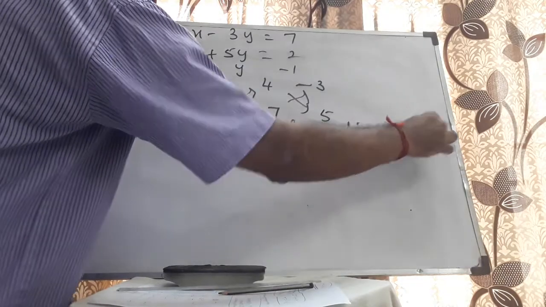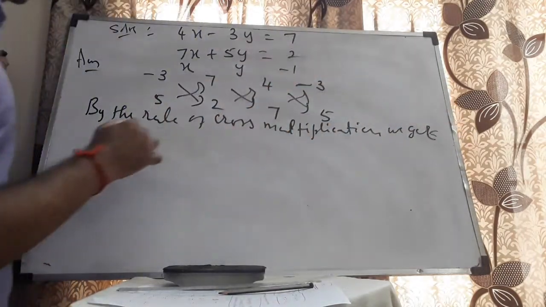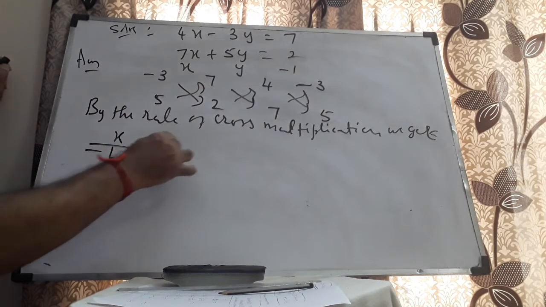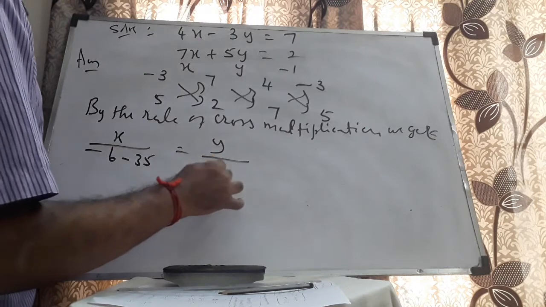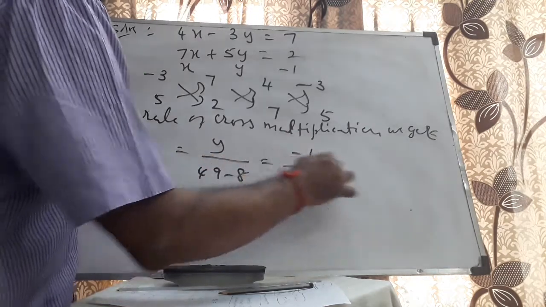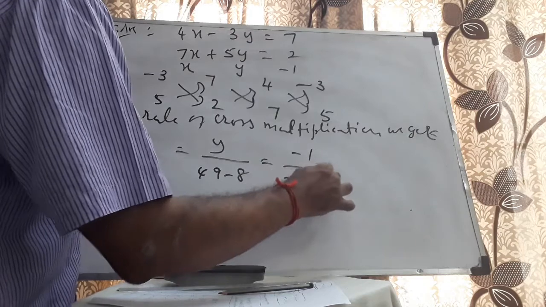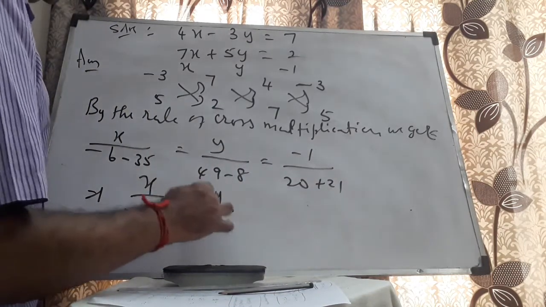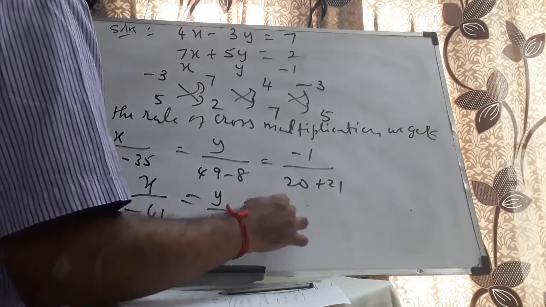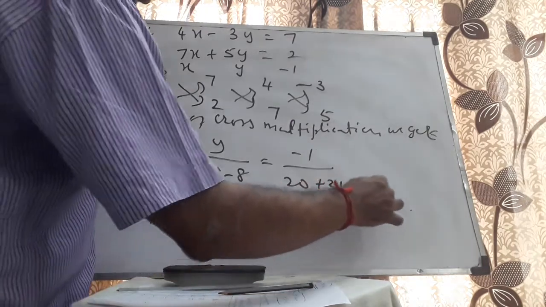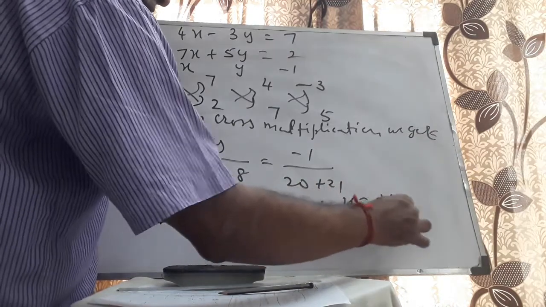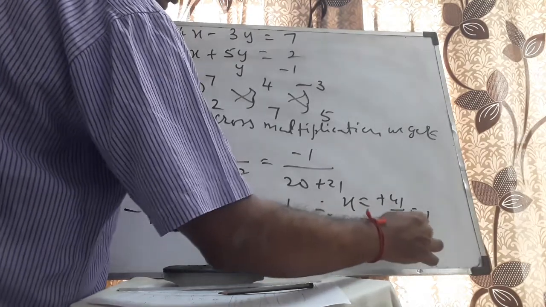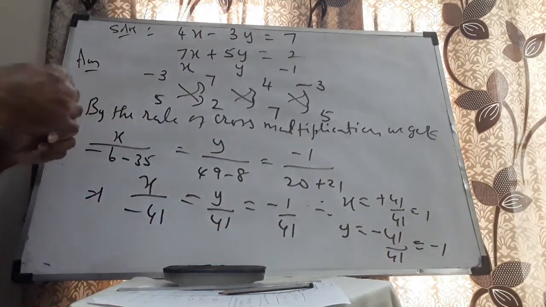we get, what do I get? I'll automatically get x divided by minus 6 minus 35 is equal to y divided by 49 minus 8 is equal to minus 1 divided by 20 plus 21, which implies x divided by minus 41, y divided by 41 is equal to minus 1 by 41. Therefore, x is equal to plus 41 by 41, which is 1. y is equal to minus 41 by 41, which is minus 1. For x equal to 1, y equal to minus 1 is the solution.